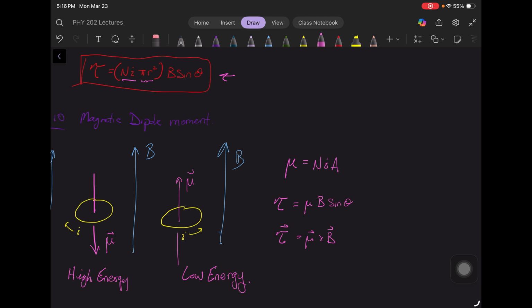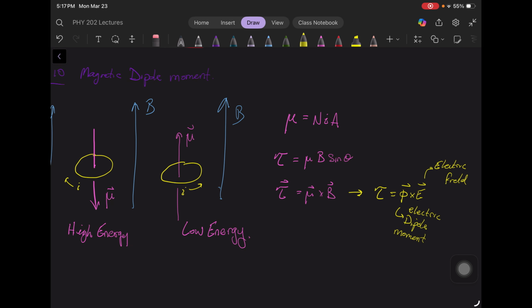Right, which should be very similar to what we had for an electric dipole, which was tau is equal to P cross E, right, and that was for a dipole moment and an electric field. And again, we should specify it's an electric dipole. All right, here we have a magnetic dipole.